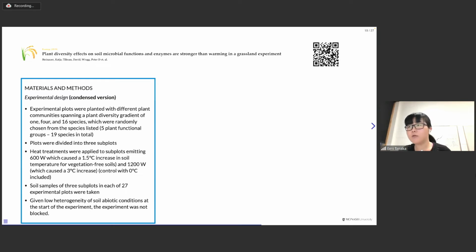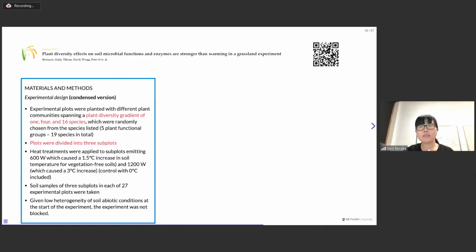Do you know what the treatment factors are in this particular experiment? The heat and the number of plant species. Yes. So we're looking at the diversity, and I'll start highlighting. Plant diversity, and we're looking at a gradient of 1, 4, or 16. This is randomly chosen from the set of 19 species they have. So that's one of the treatment factors they're looking at.